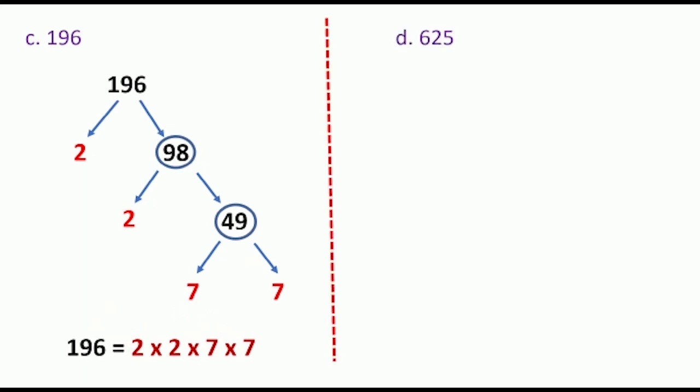Now see question number D. Question number D is 625. Okay. So this 625 cannot be divided by 2. This cannot be divided by 3 also. This will only be divided by 5. Okay. So when you divide this by 5, write here 5. Then when you divide this by 5, you will get 125.